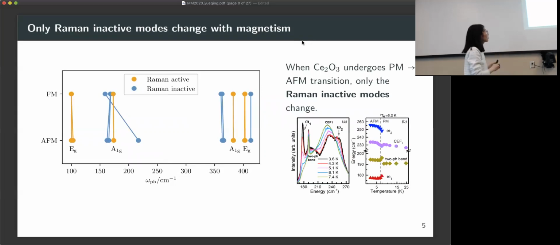When you compare this with the experimental results, they show that omega-1 is on the left-hand side of the 2 phonon band, which is a very phonon-like mode. But for our results, we only see a Raman inactive mode move. So this suggests that this omega-1 could not be due to a simple change of magnetic states.